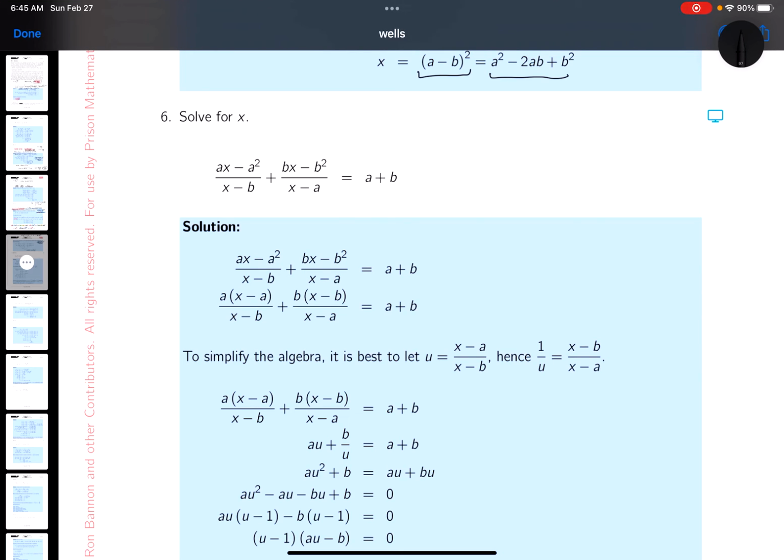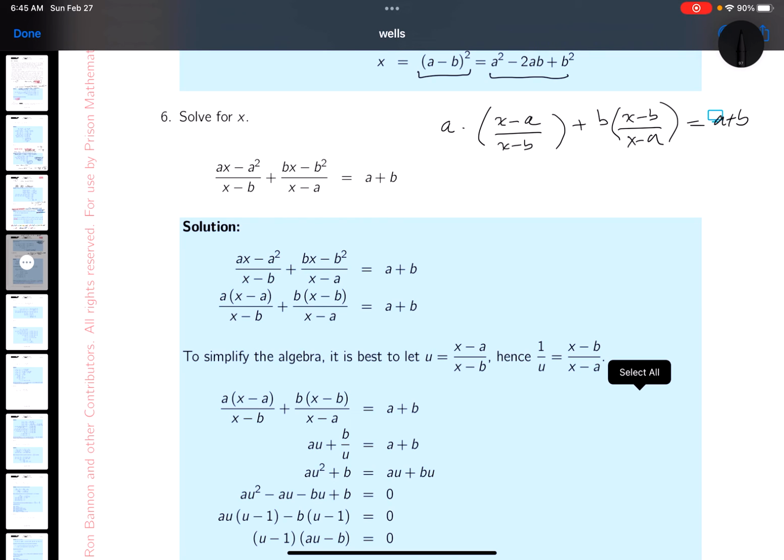Okay, I noticed something about the problem, and I just want to tell you what I noticed here. I noticed that from the first term, I could factor an a out, and then you'd get x minus a over x minus b. And from the second term, I could factor a b out, and then you'd get x minus b over x minus a. And that equals a plus b.